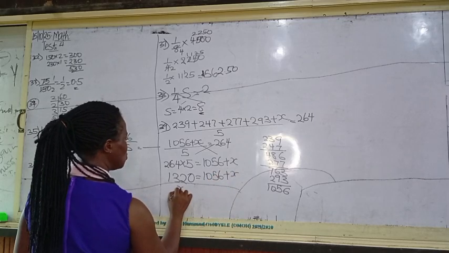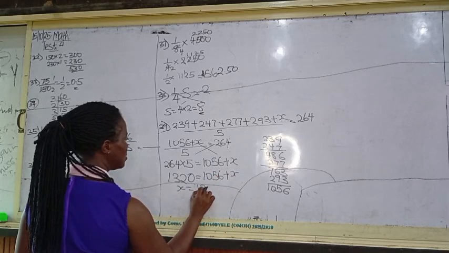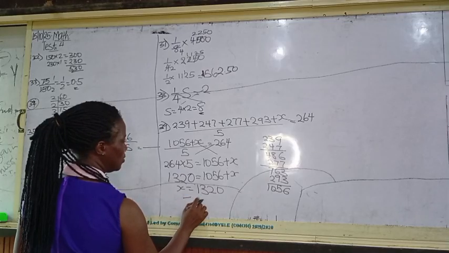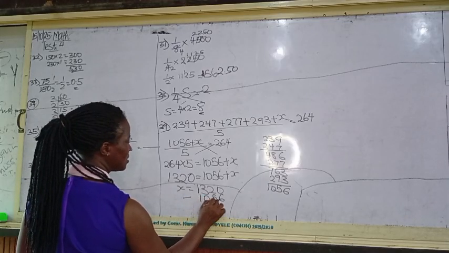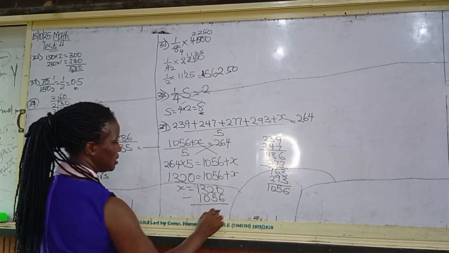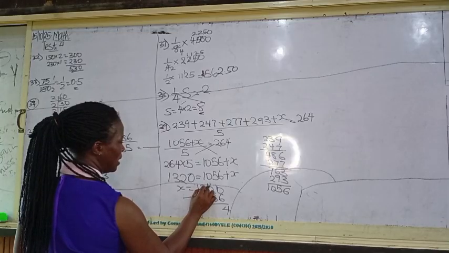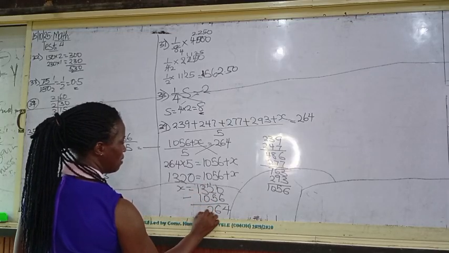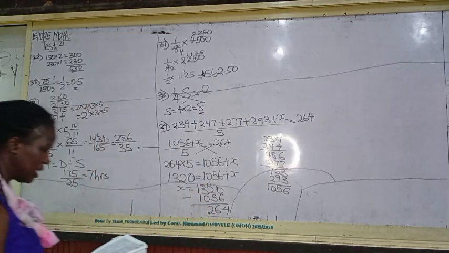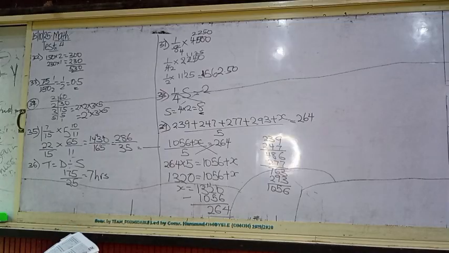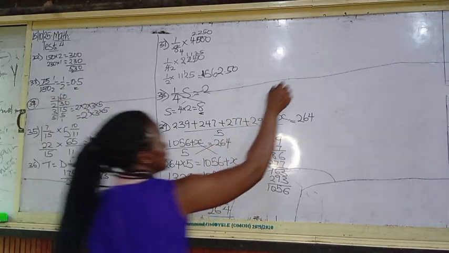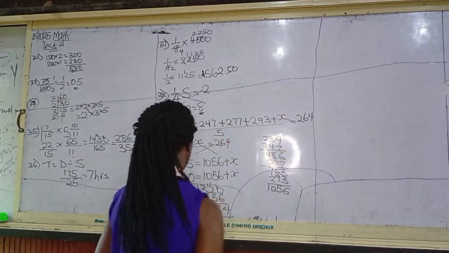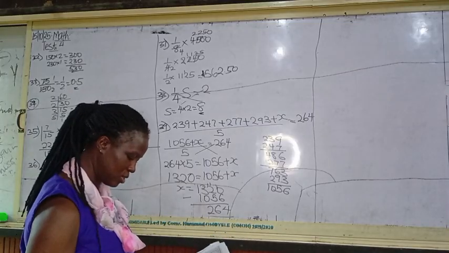So x is going to be 1320 minus 1056. We borrow 1 to this. This is 4. Here we have 11. This is 6. Here we have 2. So that was 264. So our x there is 264. So now to the 40th question.